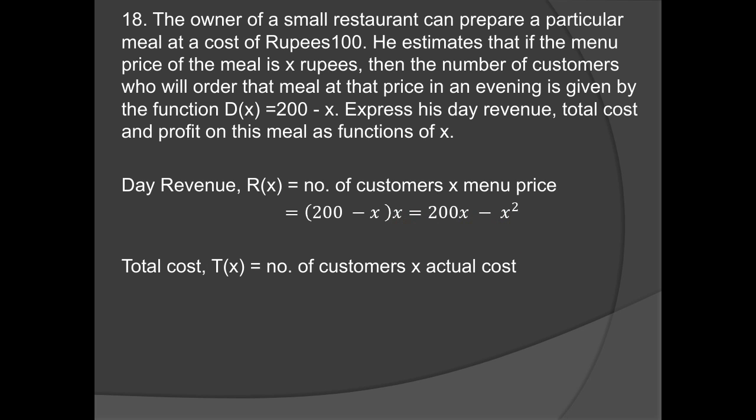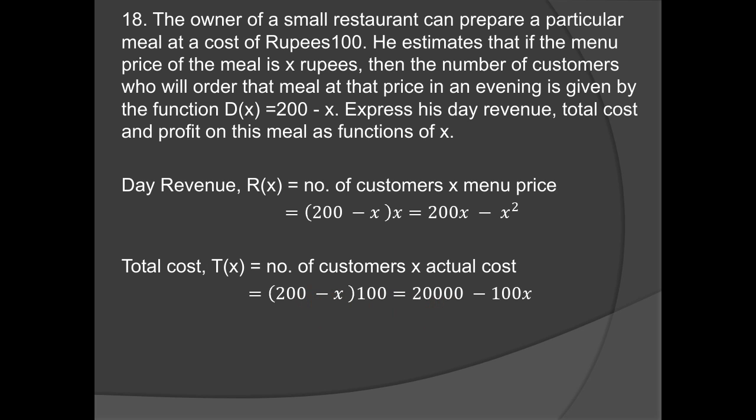Next one is total cost. Total cost can be written as t of x. So number of customers into actual cost, isn't it? So number of customers, you know that, 200 minus x into 100. What is the actual cost? 100, isn't it? This is the actual cost, 100. So that is given here. So multiplying that, I have got 20,000 minus 100x.